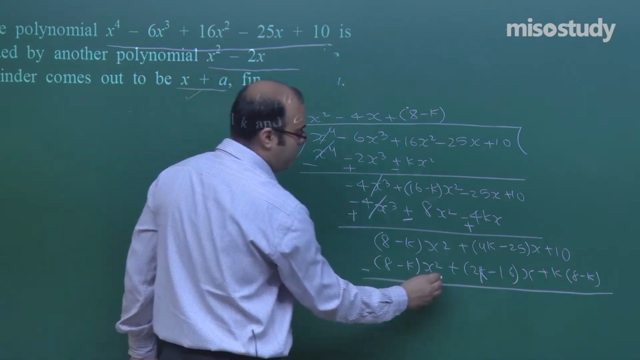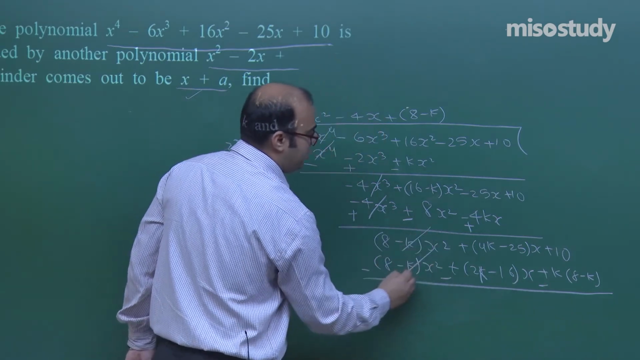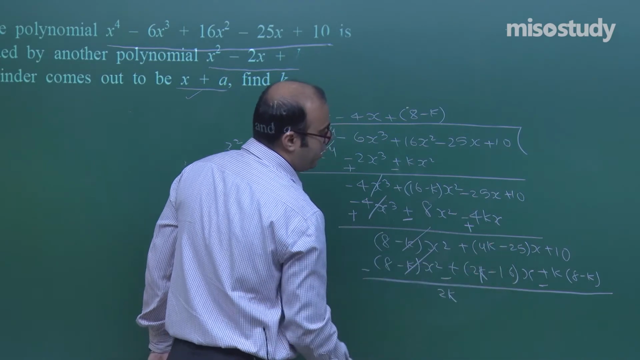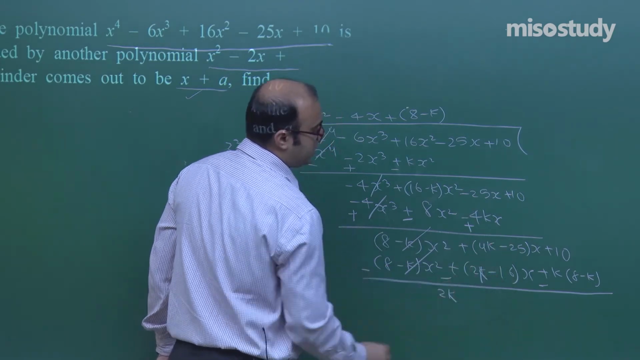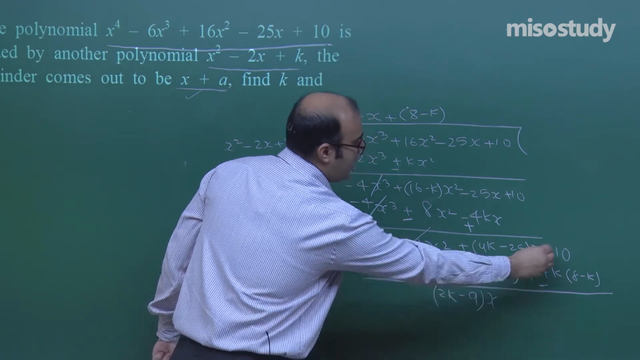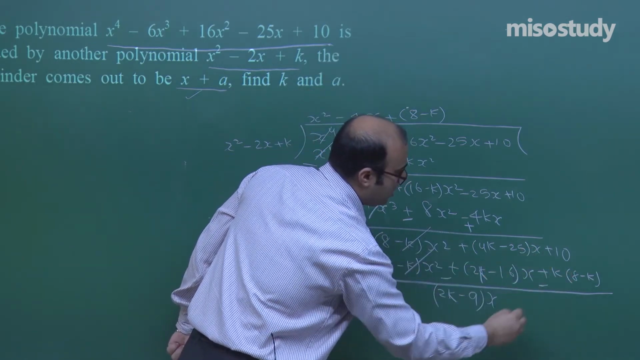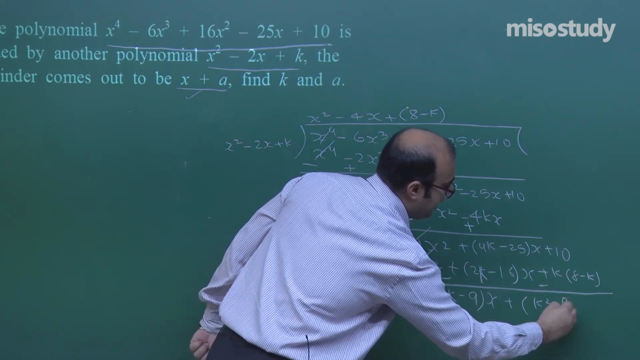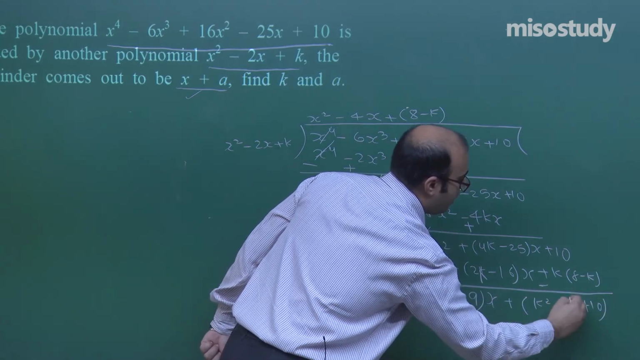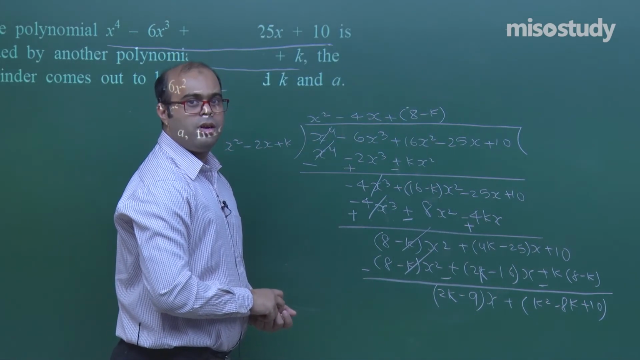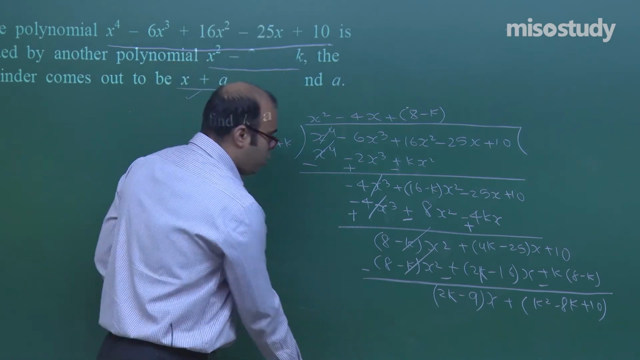Now, change the sign. This will cancel. 4k minus 2k is 2k, and minus 25, and there is plus 16, is minus 9x. Here it will become plus k square minus 8k plus 10. So, this is the remainder which we are getting after the division algorithm. So, this is the remainder.